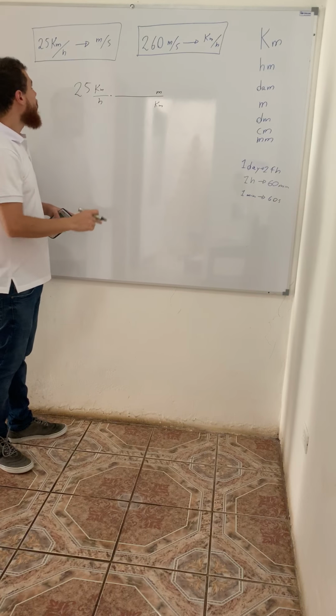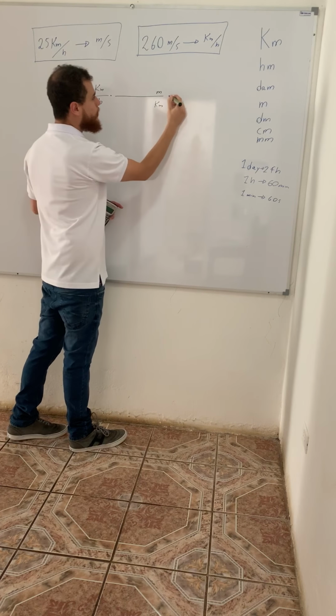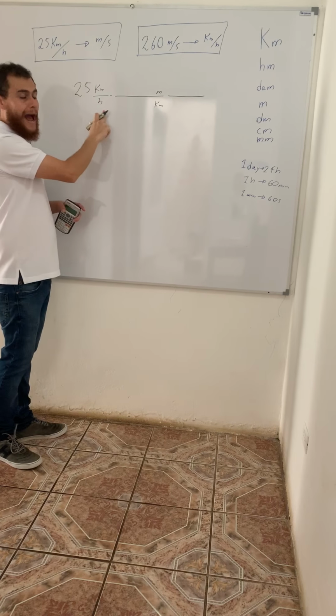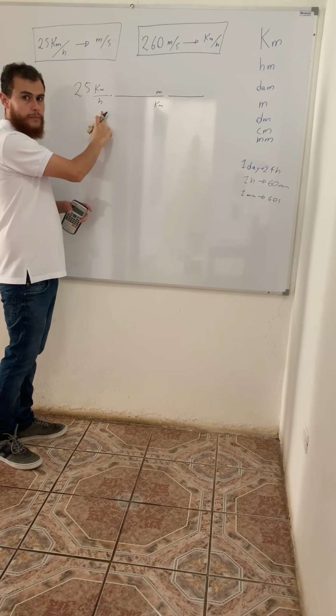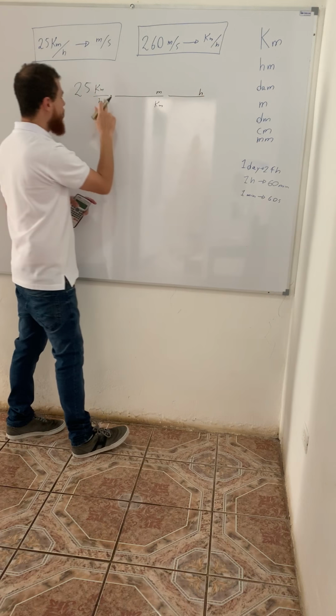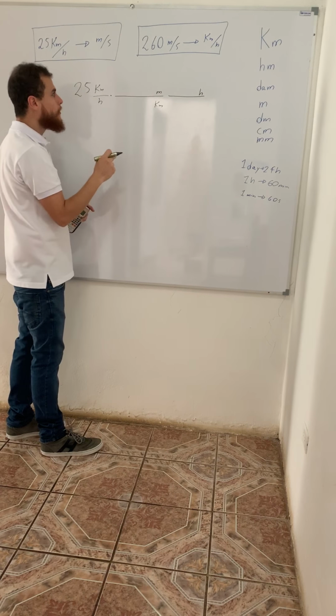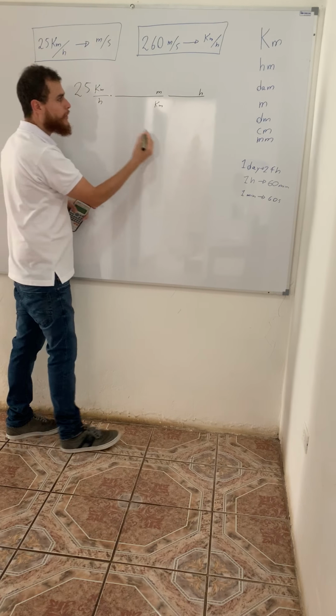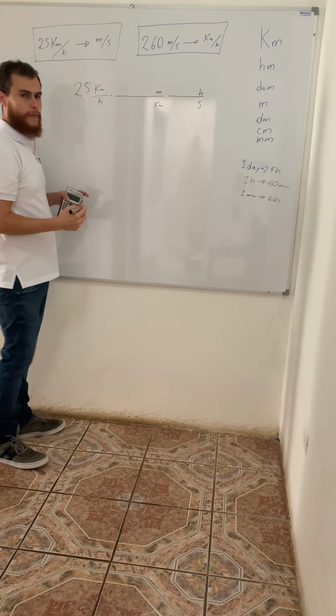Once I have that, I'm going to move on to do the one for time. So hours, I have it on the bottom. I'm going to put it on the top. So take a look, make sure I am inverting them. And seconds, I want it on the bottom, so I'm going to put it on the bottom.